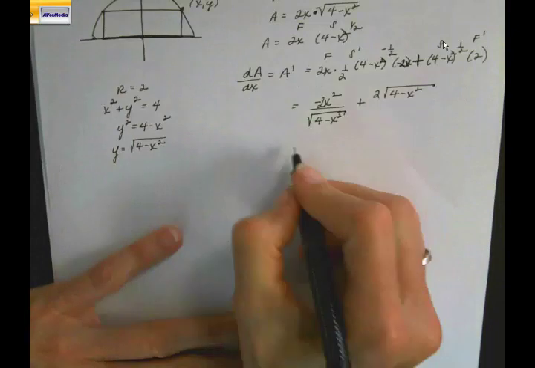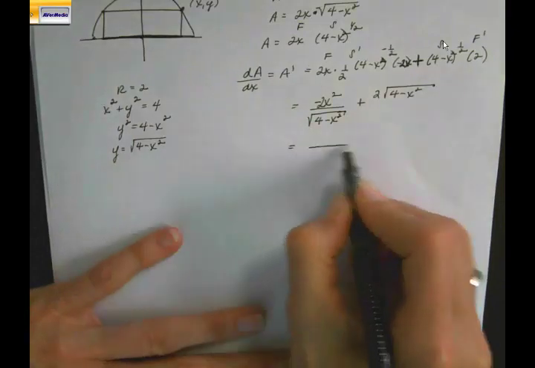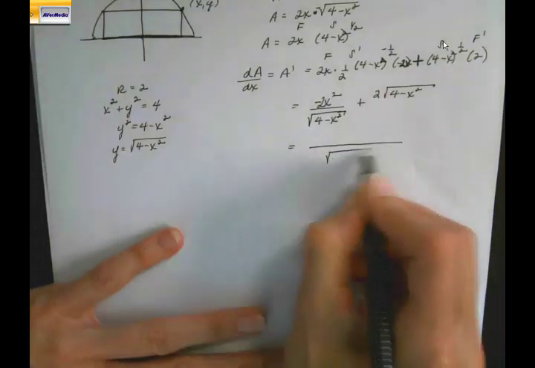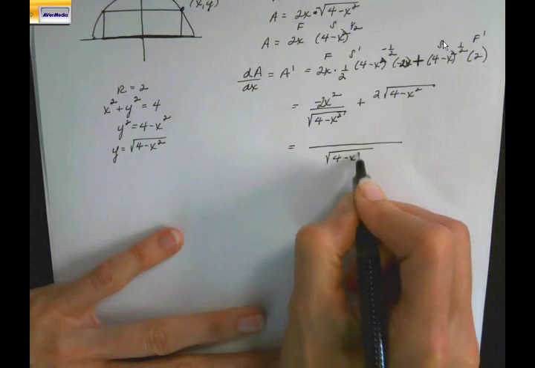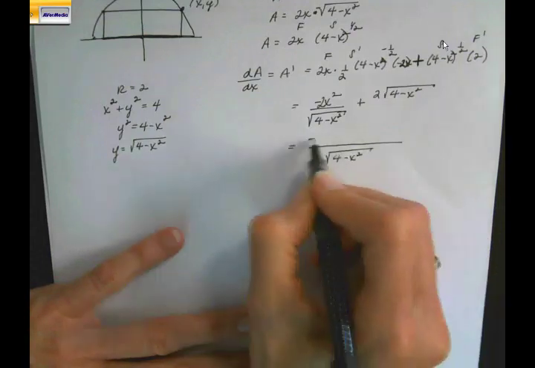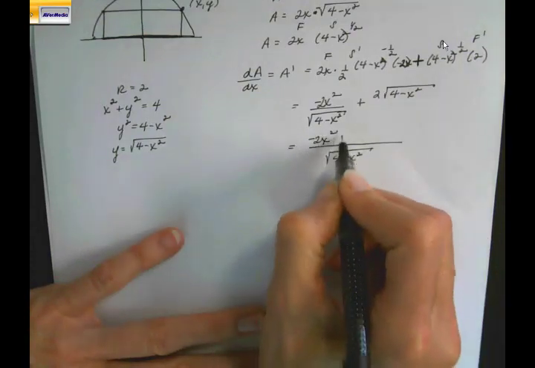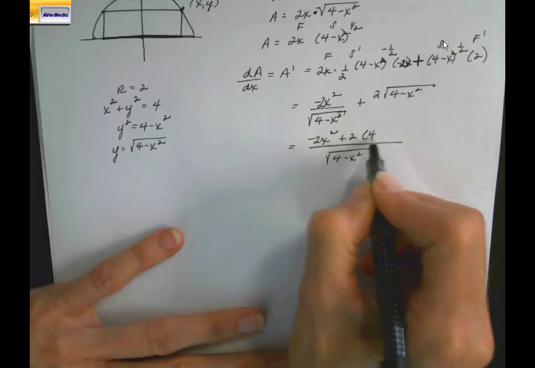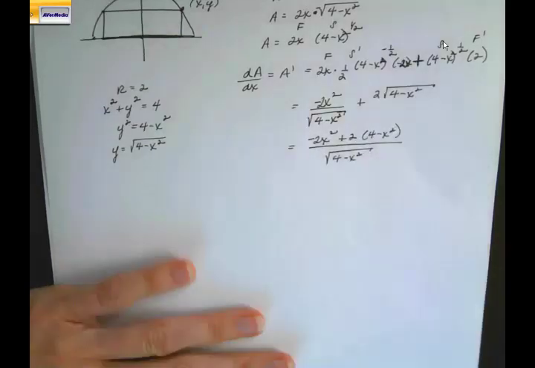Now, if I'm going to set this thing equal to 0, I need a common denominator of the square root of 4 minus x squared. So this is going to be negative 2x squared plus 2 times 4 minus x squared.